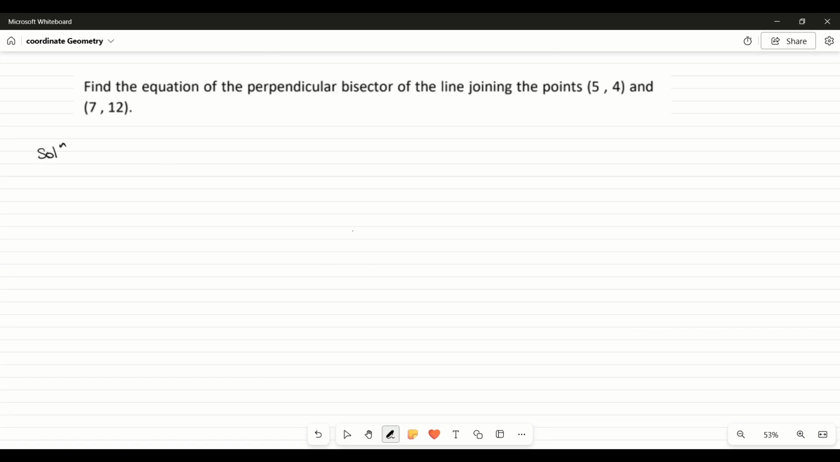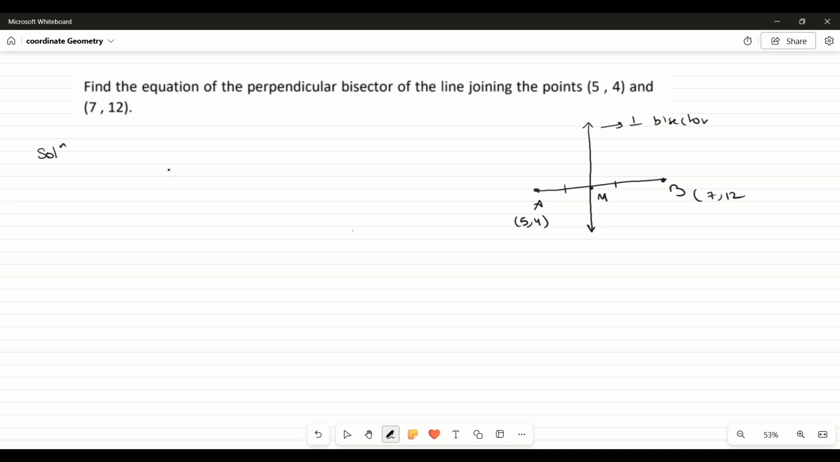It says we have to find the equation of the perpendicular bisector. So perpendicular bisector, right? I hope you know what a perpendicular bisector is. It's a line which bisects a line segment. So let's say this is the perpendicular bisector and it's bisecting the line segment joining A to B. And here it is given that the points are (5, 4) and (7, 12).